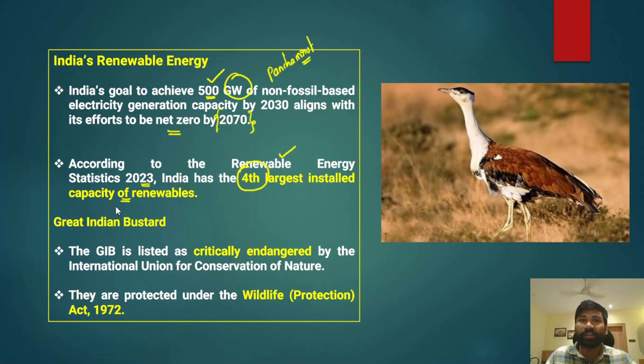The Supreme Court has made references to the Great Indian Bustard. In earlier lectures also we have discussed that power lines are leading to the death of these Great Indian Bustards, and they are critically endangered animals under the International Union for Conservation of Nature, and at the same time they are protected under Schedule 1 of the Wildlife Protection Act.